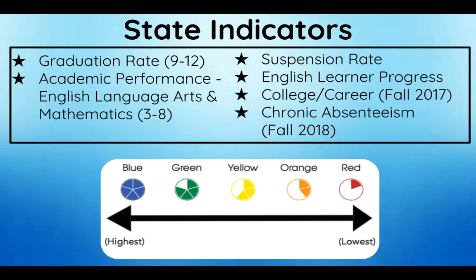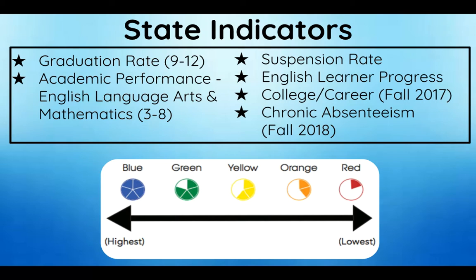First, we will look at the state indicators. The state indicators apply to all districts, schools, and student groups. These student groups include race and ethnicity, socioeconomically disadvantaged, English learners, students with disabilities, foster youth, and homeless. The state indicators that will be reported are listed here and include graduation rate, academic performance for both English language arts and mathematics, suspension rate, English learner progress, college and career preparedness, and chronic absenteeism.